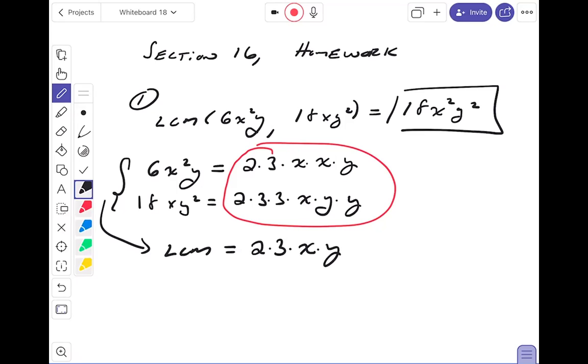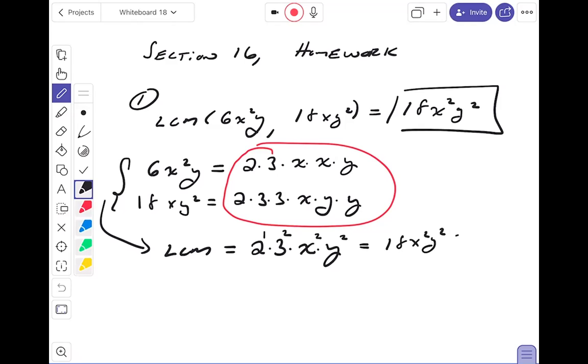And here comes the problem for a lot of students. It's the maximum number of times they occur in any one of those factorizations. What's the maximum number of times the factor 2 occurs in any one of those factorizations? Once. The factor 3? Twice. The factor x? Twice. The factor y? Twice. Do a little simplification. What do you get? 18 x squared y squared.